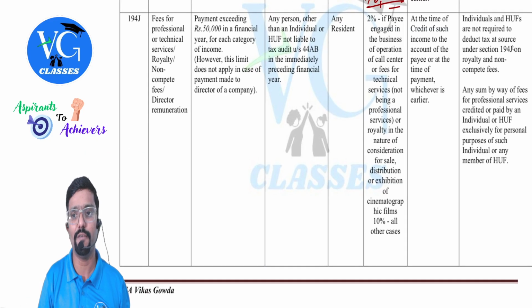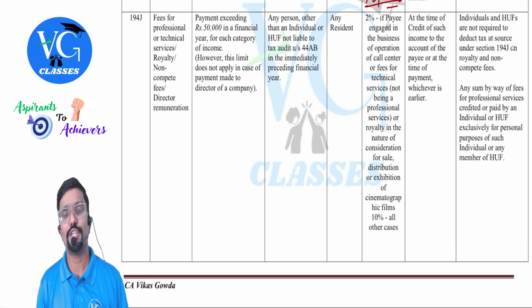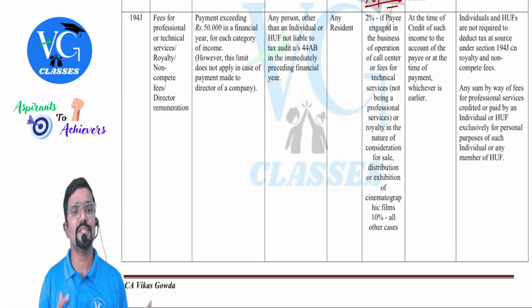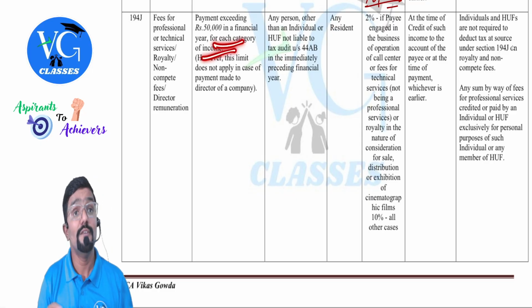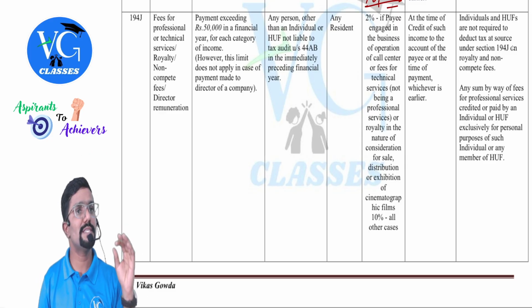J is also important, where professionals are covered. Section 194J: fee for professional or technical services, royalty or non-compete fees, director's remuneration. If the payment in a financial year is more than 50,000 for each category, TDS has to be deducted. For each category, the TDS threshold limit is how much? 50,000.